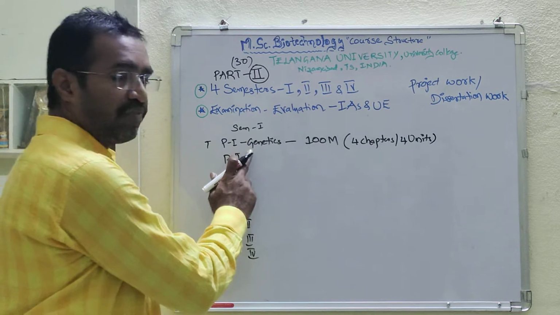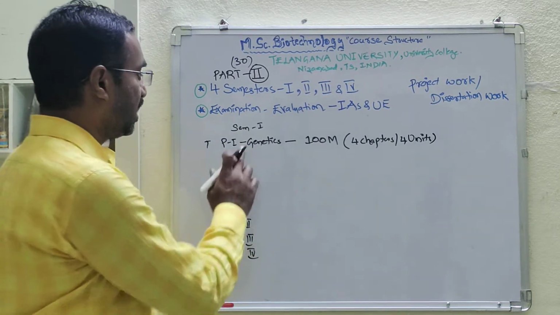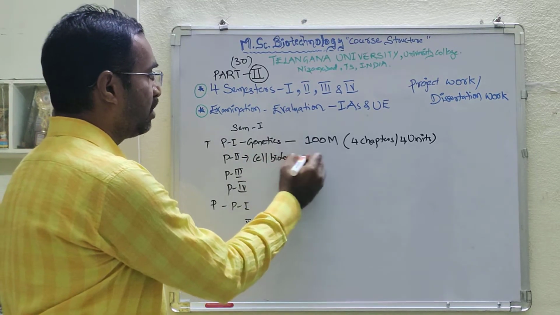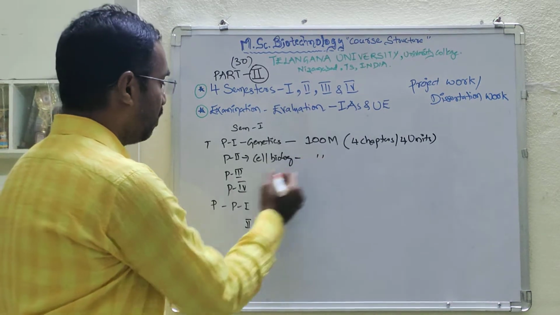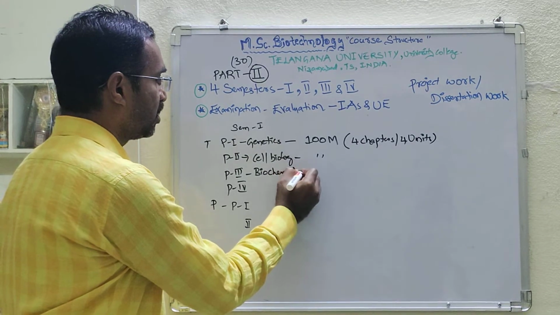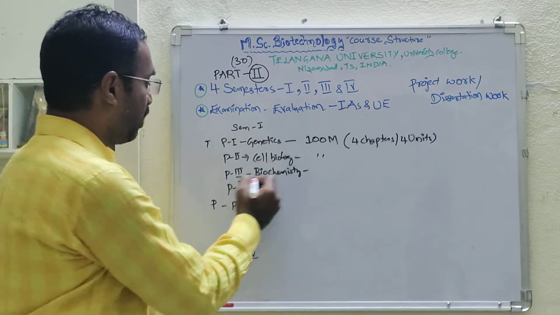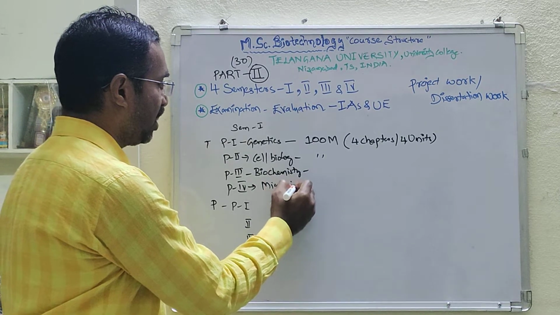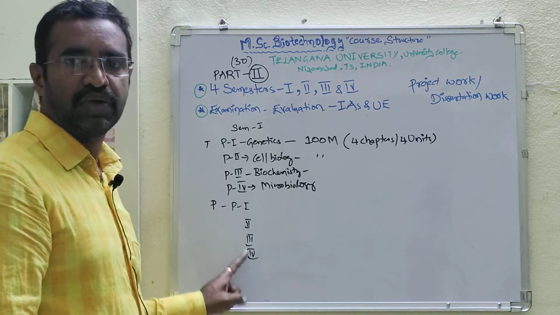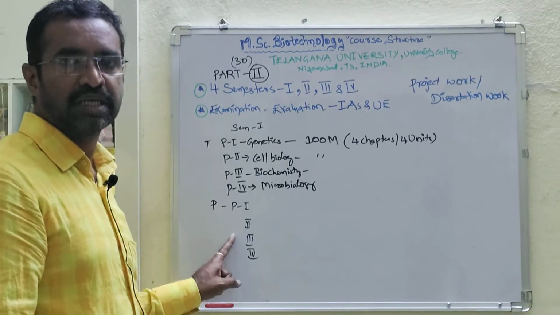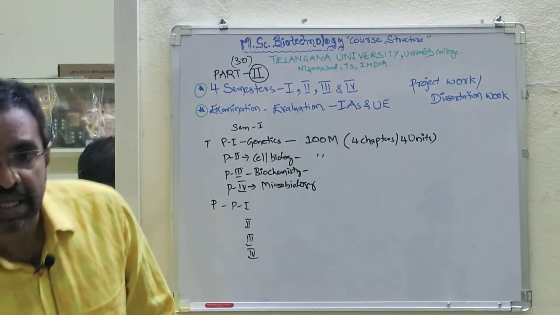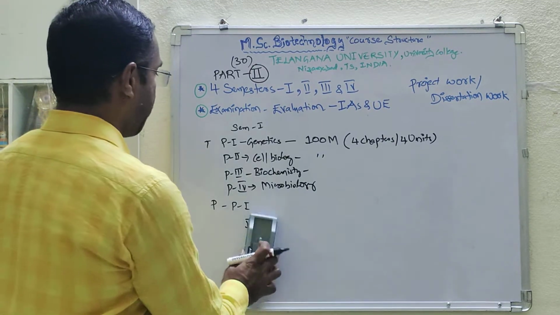The first paper is genetics, and the second one is cell biology, again 100 marks. The third paper is biochemistry, 100 marks, and the last one is microbiology, 100 marks. Similarly, practicals are conducted, 4 practicals and 4 theory, in the same papers. This is about the first semester. I will go on to the details of the second semester papers.